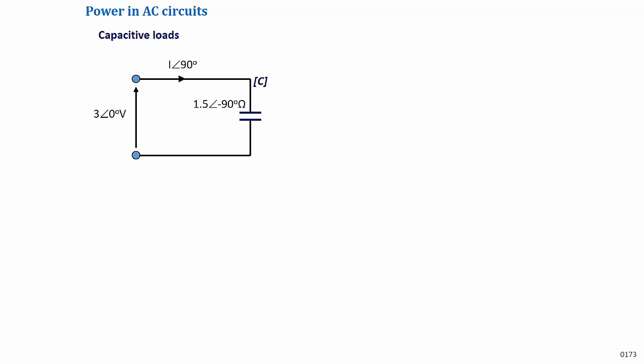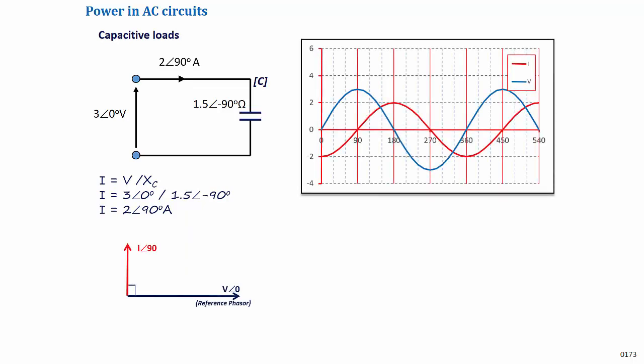Consider the following capacitive circuit with a 3-volt AC supply and a load of 1.5 ohms. By Ohm's law, this circuit will draw a current of 2 amperes. And since the load is purely capacitive, the current will lead the supply by 90 degrees. The power drawn from the supply at any point along the horizontal axis may be calculated by multiplying the instantaneous voltage by the instantaneous current.